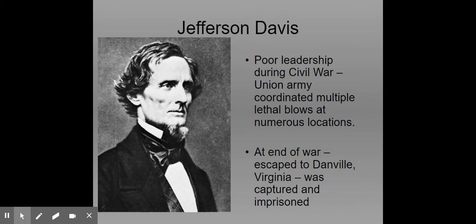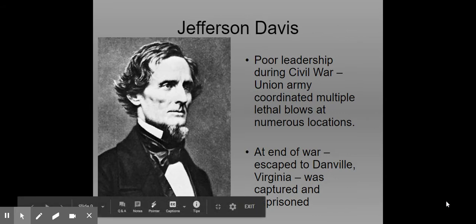So Davis was in prison for a long time because we were trying to figure out what to do with him. Do we put him on trial as a traitor? Is he involved in Lincoln's assassination? What do we do? He will eventually be freed and sent back to Mississippi, and he will live out his days in Mississippi after being imprisoned at the end of the Civil War.